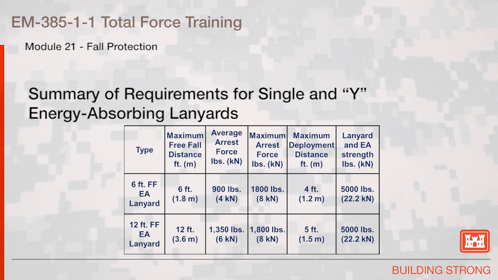This table presents a summary of the requirements for single and Y energy absorbing lanyards. As you can see, it discusses either a 6-foot free fall or a 12-foot free fall energy absorbing lanyards and lists the requirements for maximum free fall distance, average arrest force, maximum deployment distance, and lanyard and energy absorber strength.